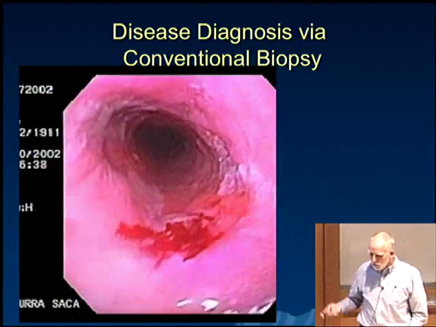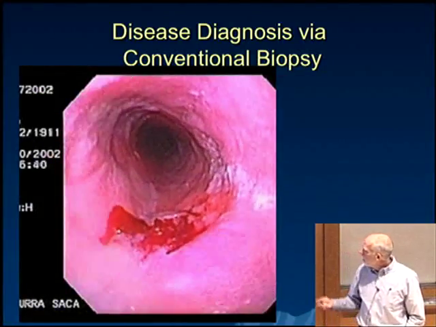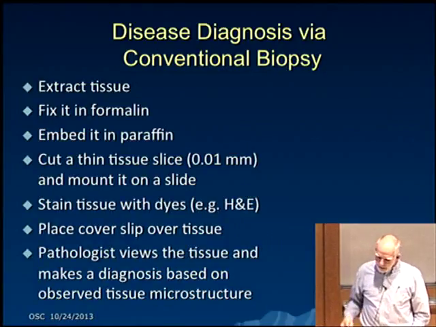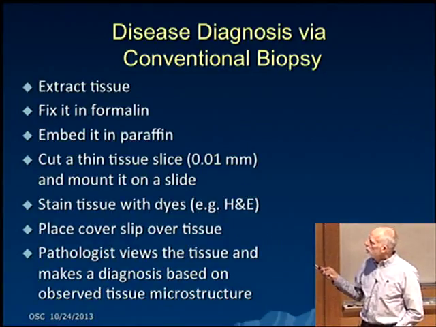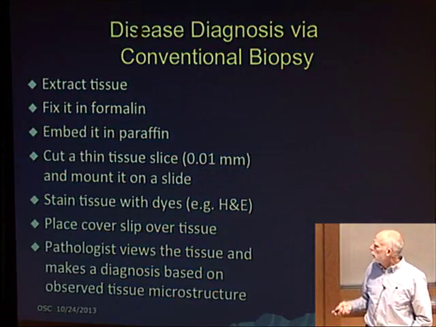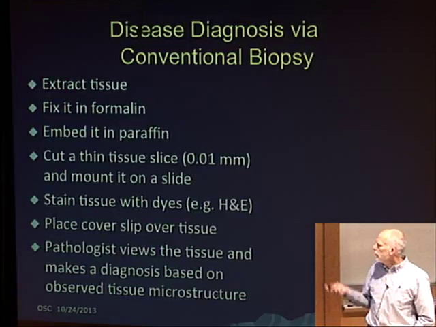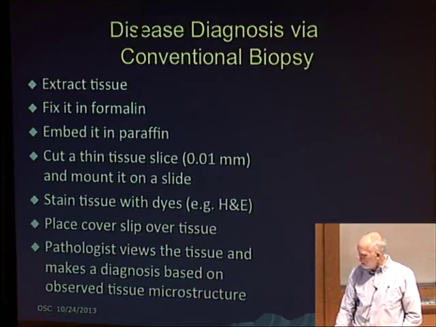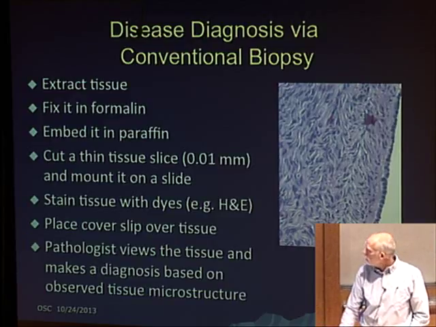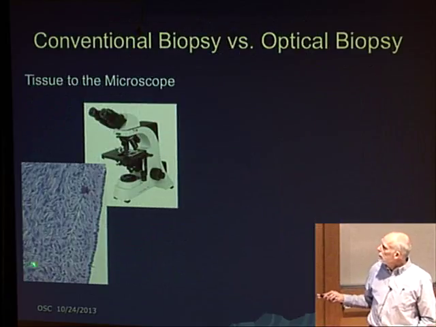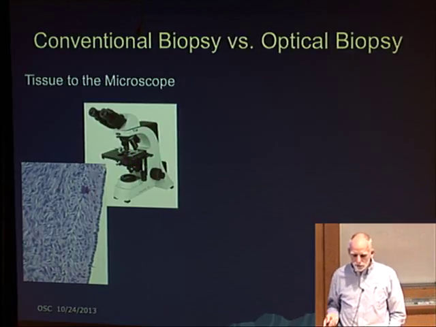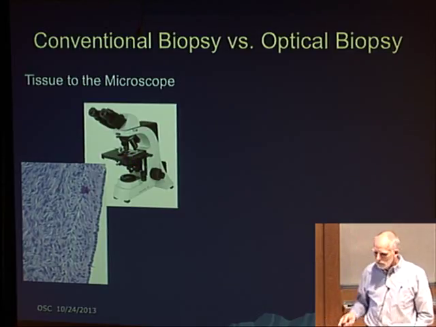There's lots of other ways to do it through needles and other things like that. It looks worse than it is. People heal up. But after that, there's a whole process. It's not just extracting tissue. You've got to fix it in formalin, embed it in paraffin, cut it in thin slices, mount it on a slide, stain it, put a cover slip on it, and then finally you have a slide that you can take over and give to a pathologist to look at. So the idea is you take the tissue, with all this preparation and time, to the microscope and have an expert read it and make a diagnosis.